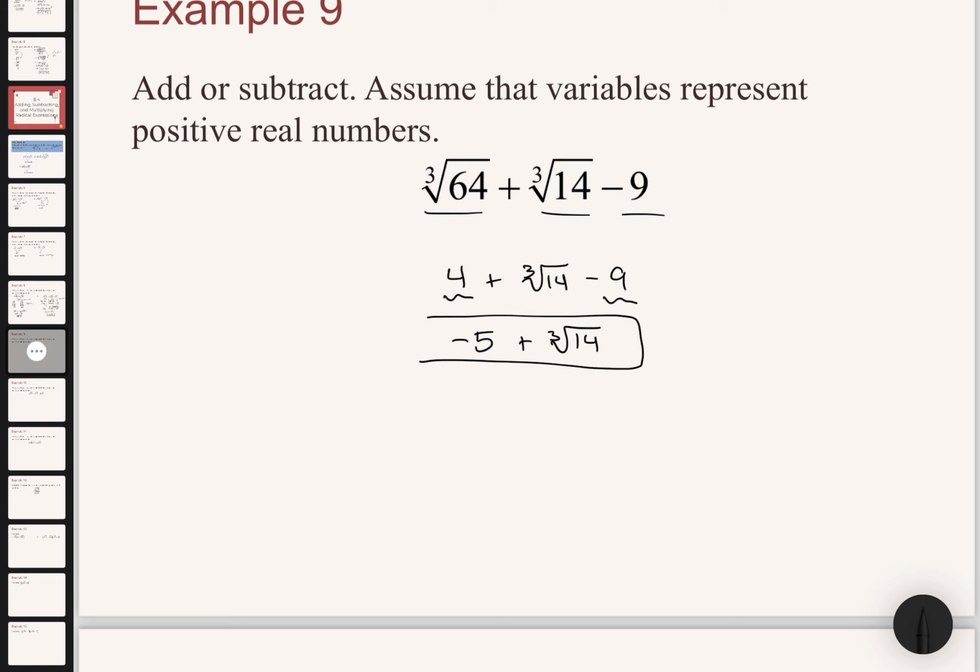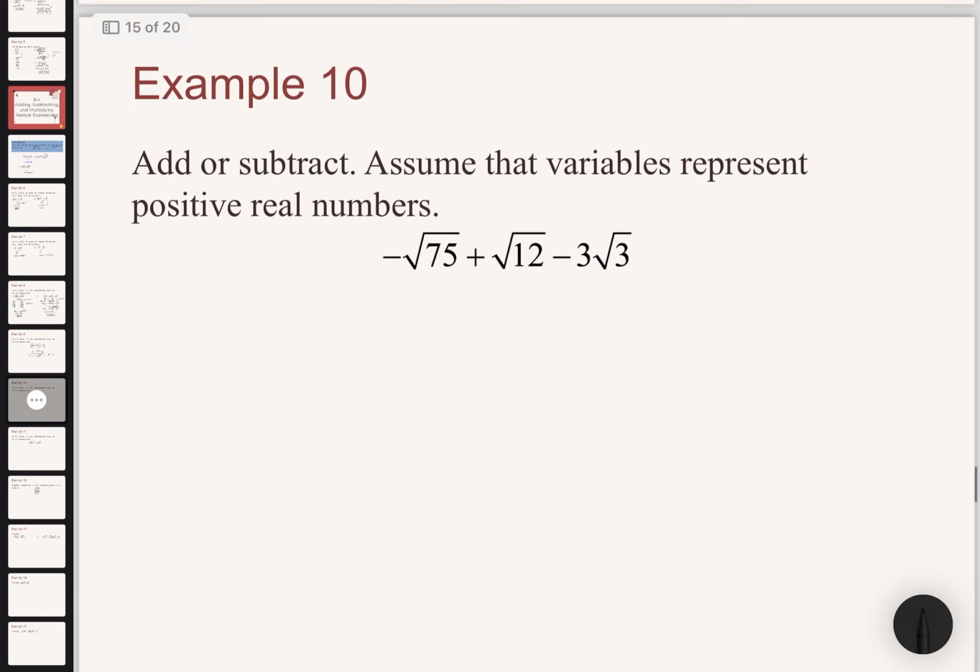And that is as far as we can go. That would be our answer there. You could also, because they're added, write this as the cube root of 14 minus 5. Either of those would work. We typically, I guess, like to write the numbers first before the irrationals. Cube root of 14, I can't simplify anymore, so that would be irrational.